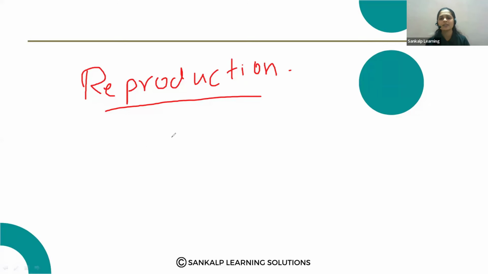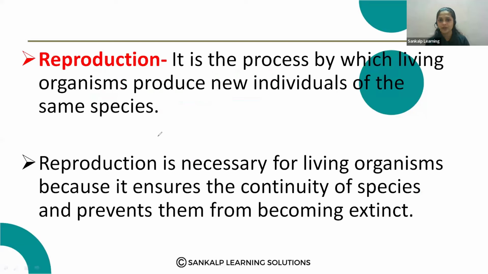Just imagine in a particular environment there is a group of deer, but they are not reproducing. After some time what happens? They will go extinct after a few years. So there are no deer present in that environment, right? So for the continuation of the species, to increase their number, reproduction is essential. Got my point?